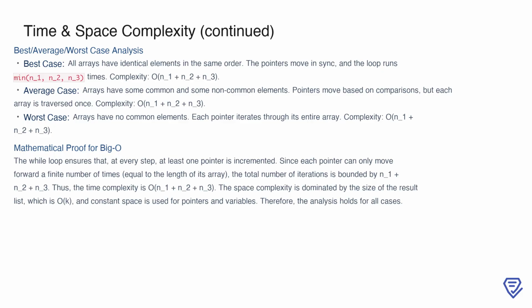The mathematical proof for this is straightforward. At every step, at least one pointer advances, and no pointer can exceed the length of its array. The space complexity, dominated by the result list of size O(k), remains consistent across all cases. This analysis confirms that the algorithm is both time and space efficient under all input conditions.